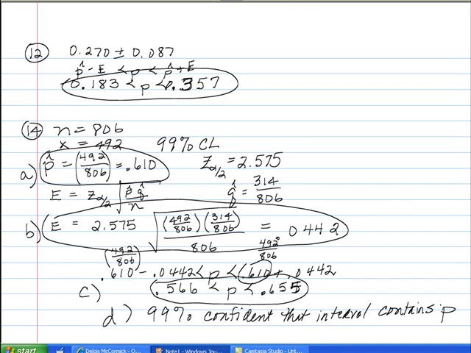Our X, the number of boys, is 239. Best point estimate would be 239 over 291. So, 0.81821, approximately.